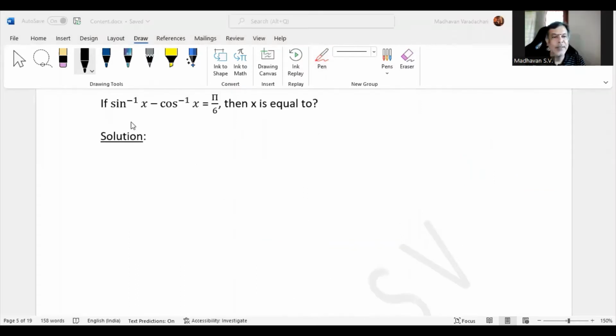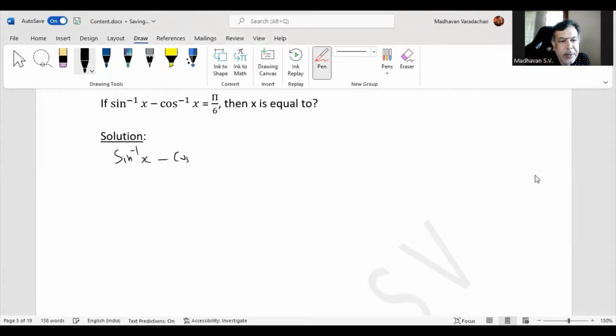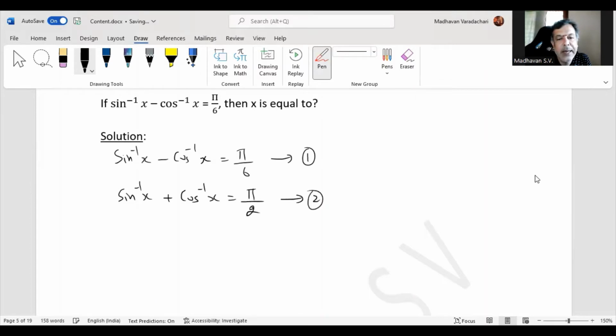In this question, it says if sine inverse of x minus cos inverse of x is pi by 6, then x is equal to what? So let us write down the given expression first. Sine inverse of x minus cos inverse of x is pi by 6. Call it equation 1. We had already seen one more expression, which is sine inverse of x plus cos inverse of x is pi by 2. Call that the second equation.